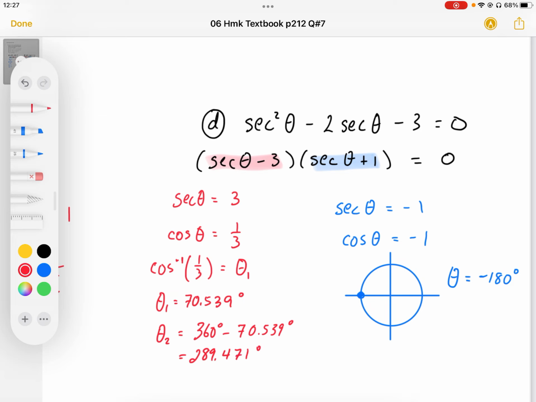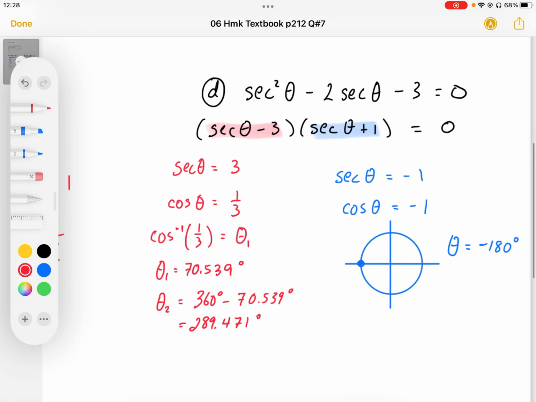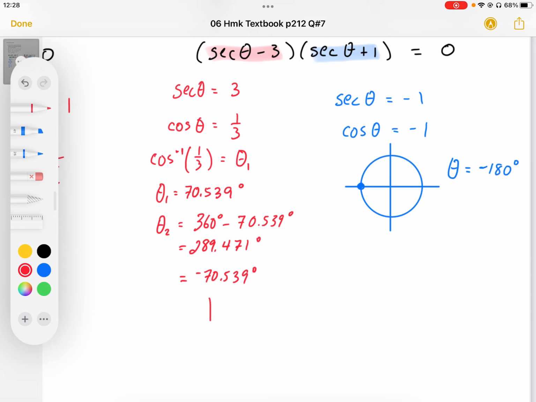Okay, and that is outside of my domain, so I'm going to have to find the coterminal angle by subtracting 360 from that. Subtracting 360 from this will give me my coterminal angle. I have the right position, but it's in the wrong quadrant, so it's going to be negative 70.539 degrees.